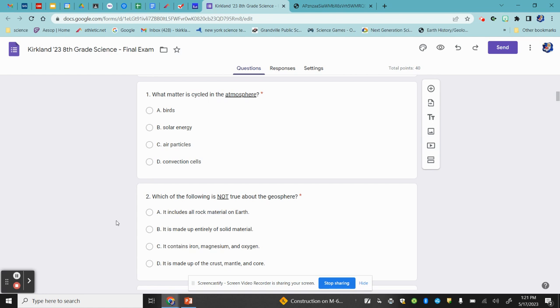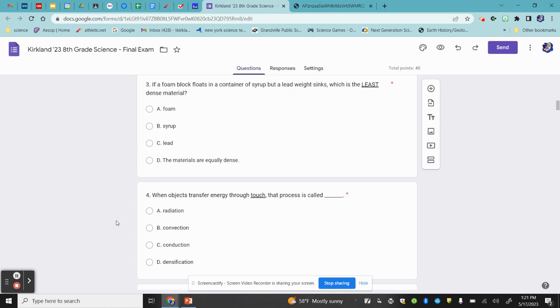Number 2, which of the following is not true about the geosphere? A, it includes all rock material on Earth. B, it is made up entirely of solid material. C, it contains iron, magnesium, and oxygen. D, it is made up of the crust, mantle, and core.